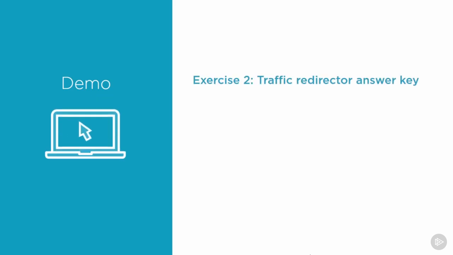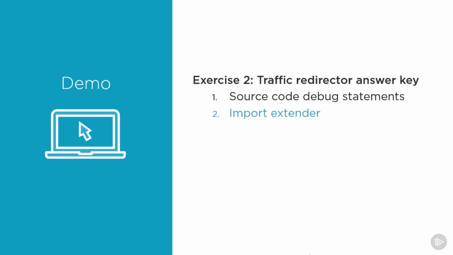So this is the answer key for exercise 2 Traffic Redirector. I'm going to go through the source code changes that I made for the debug statements. Then I'm going to import this extension into Burp. I'm going to start up Node.js as my web server, and then I'm going to show you the live demo of the extension with traffic flowing through it.